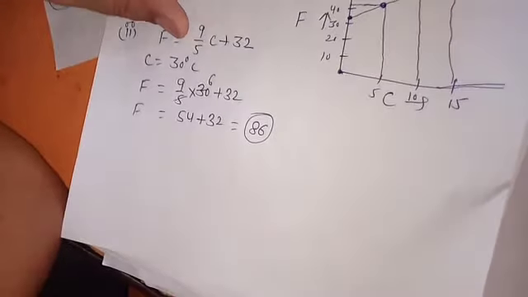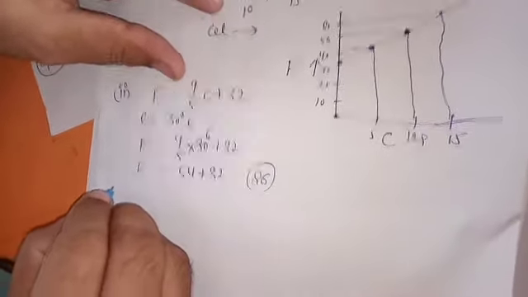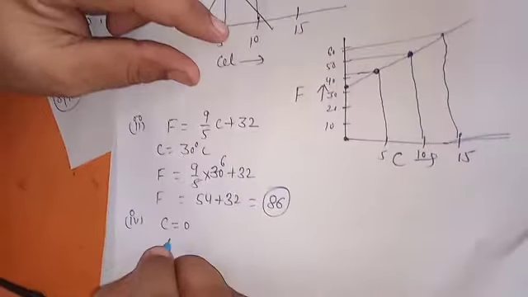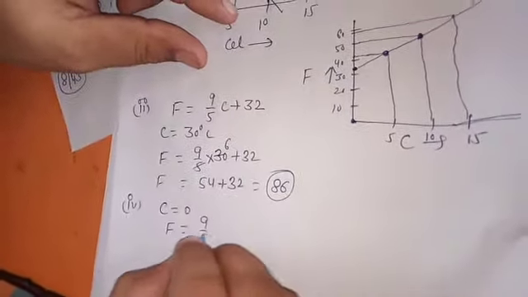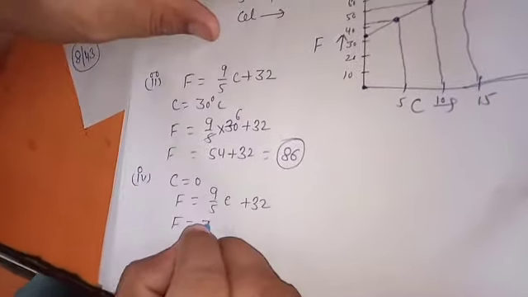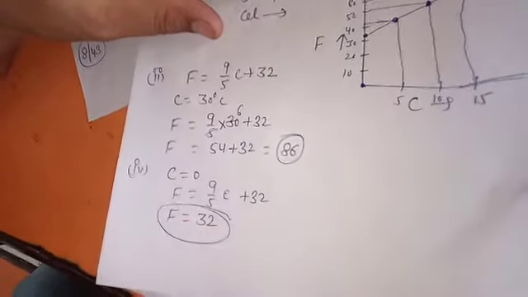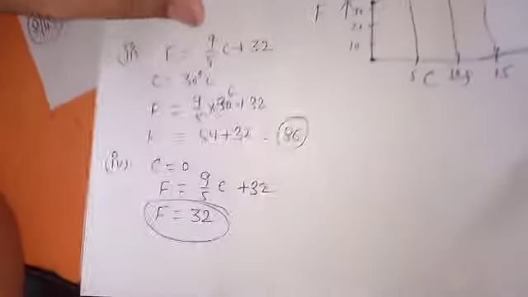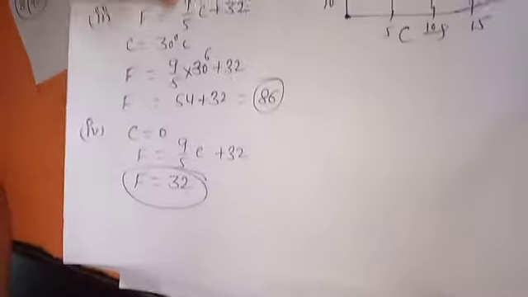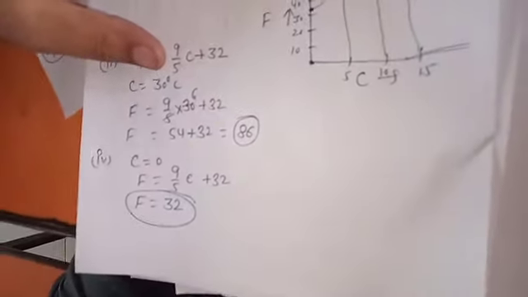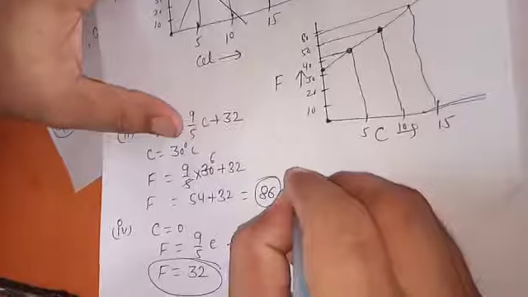Fourth one is given: if the temperature is 0 degree Celsius, C equal to 0. As you know, F equal to 9 by 5 C plus 32 and C is equal to 0, which means F equal to 32. So it means even if Celsius temperature is 0 degree Celsius, in Fahrenheit how much? It is 32 degree Fahrenheit. Understood? Fourth one given, important one is this.